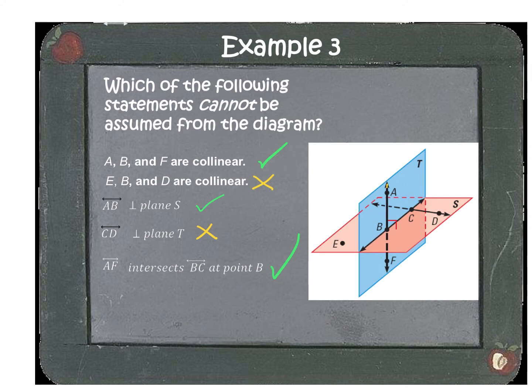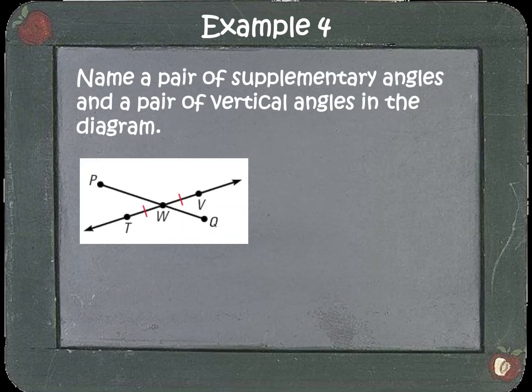All right, last one. We're just going to identify some supplementary angles and vertical angles. And again, back from chapter 1, this is where we learned about vertical and supplementary. So let's see if we can name some. Now, as far as the supplementary angles, there's a bunch. So let's name the vertical ones first. So the vertical angles, I've got 2 pairs.